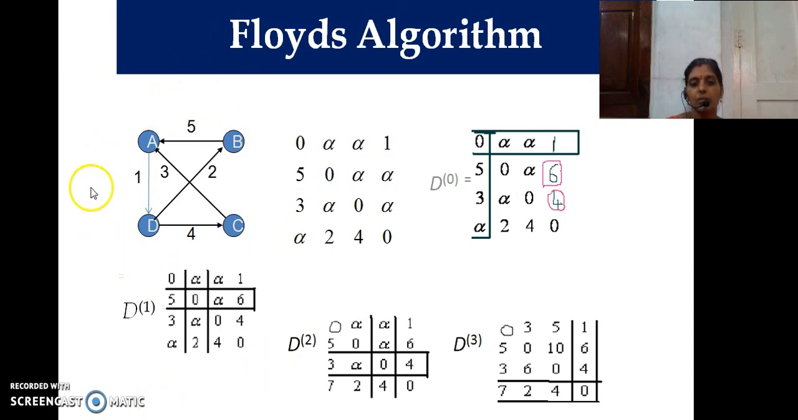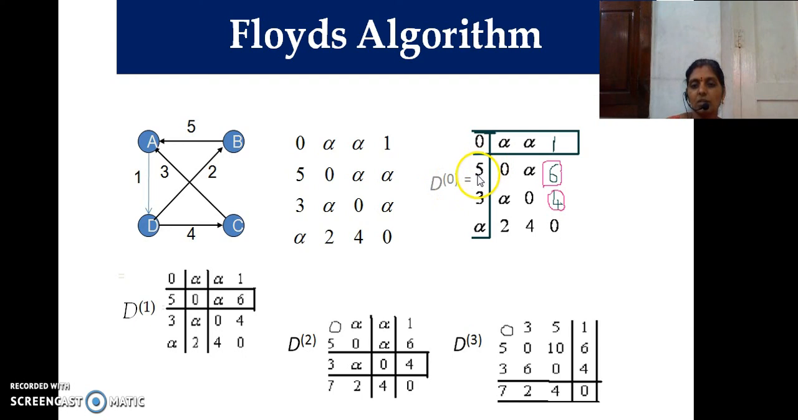Here we have a weighted graph, and its adjacency matrix is defined with the original weights. If there is a path, the weight value is assigned there. If there is no path, it is defined as infinity. A self loop is represented as 0. So we start with the given input, that is the adjacency matrix D0.